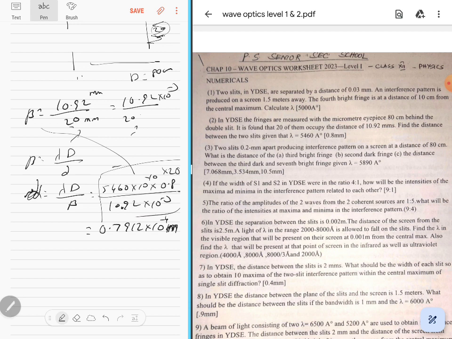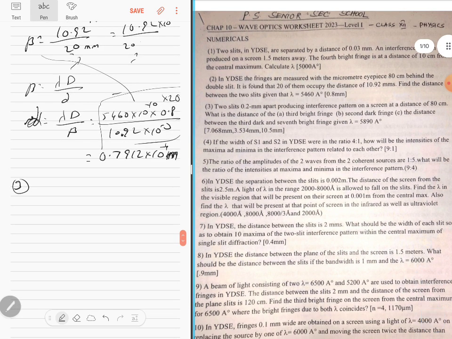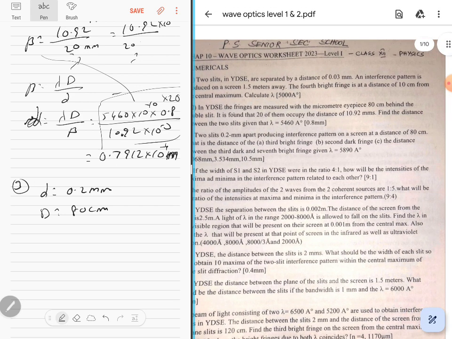The next question is the third question. The two slits 0.2 millimeter apart, so small d is given to be 0.2 millimeter, produces an interference pattern on the screen at a distance of capital D equal to 80 centimeter. What is the distance of the third bright fringe?